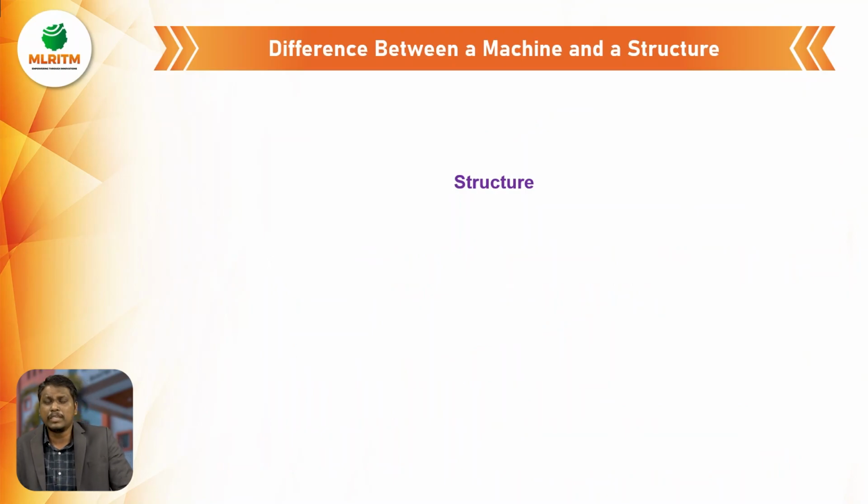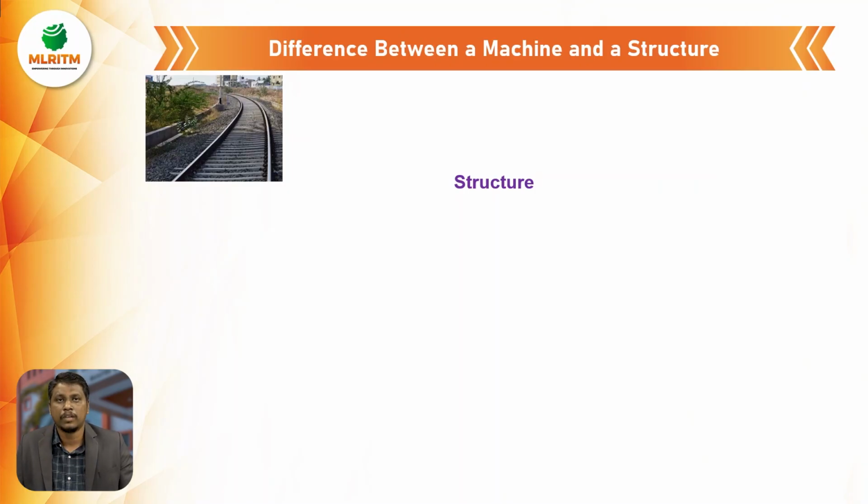Next, there is another big concept, the structure. There is a huge difference between structure and machine or mechanism. You can see in this diagram a railway track, a house construction or a bridge construction. At construction time, they make some structure. That structure can't move from one place to another. It stays like a rigid body, in that place only. It can't make any relative motion.